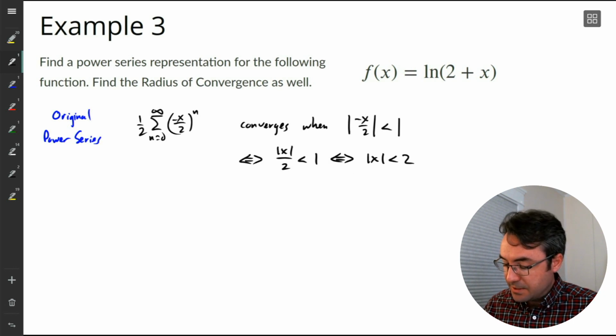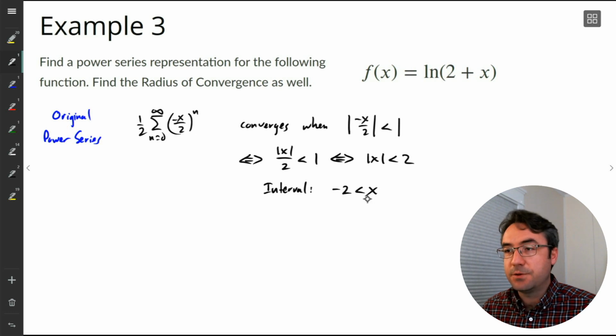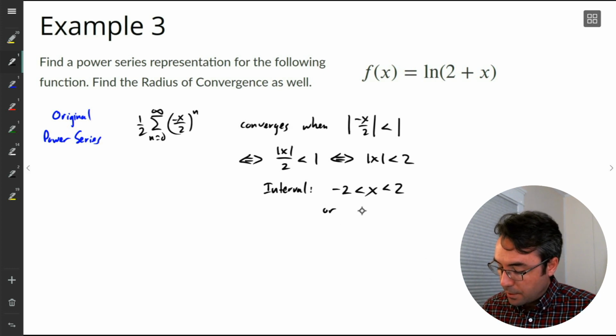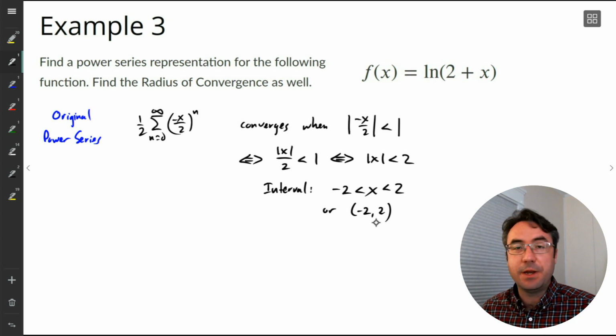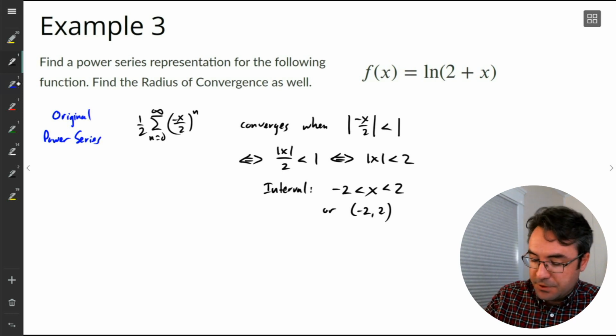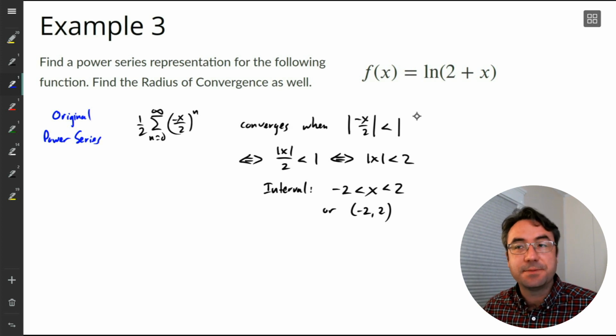We could also write this as an interval. So this would be the x values where x is greater than -2 but less than +2. Or the open interval from -2 to 2. And if we're thinking radius of convergence, it's half the width. The width of this interval is 4, so half of the width would be 2. So there's a few options here for how you want to think of the radius. Pick the one you like the best.